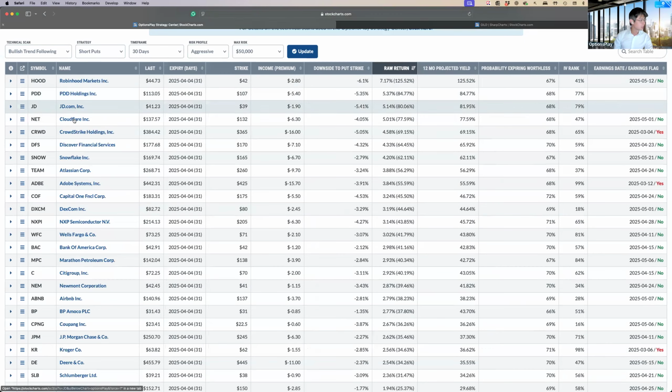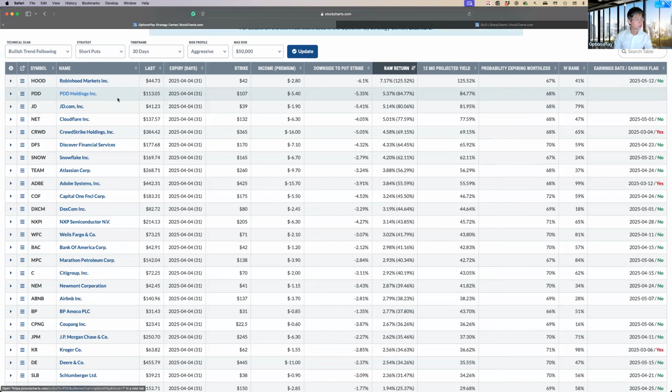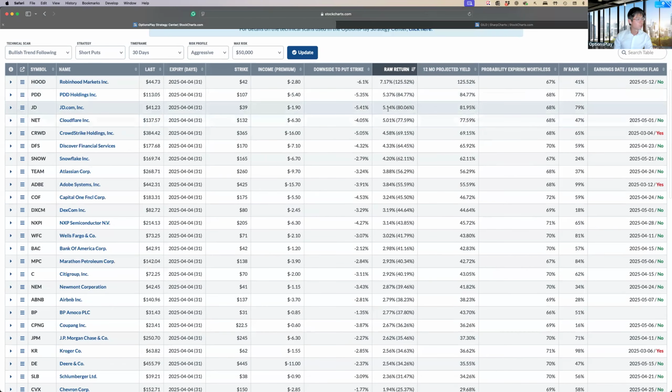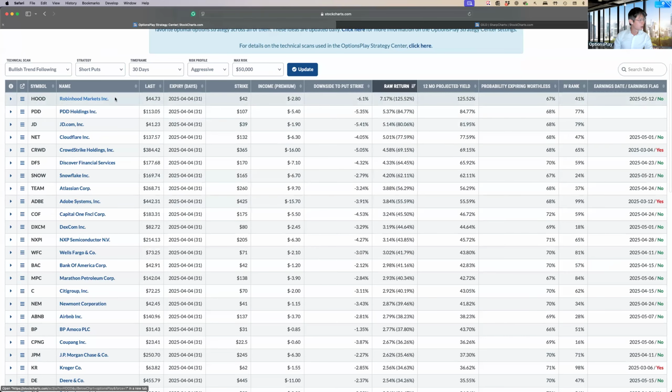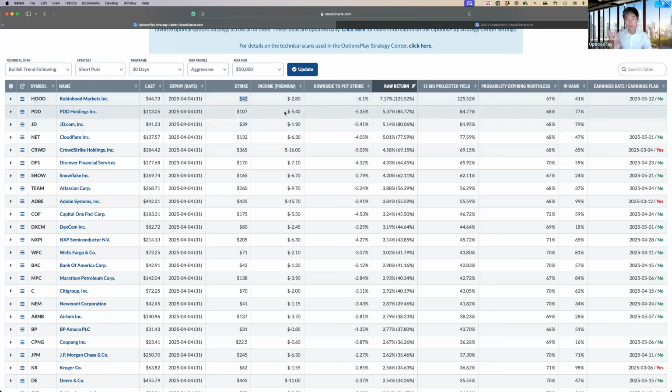selling puts. PDD, JD, Cloudflare, CrowdStrike, these are the puts that are going to yield you the most amount of yield for selling puts. So as you can see, selling a Robinhood $42 put when the stock's trading at 44 will yield you $2.80. That's 7.17% of the stock's value. You're getting a 7% discount on the stock purchase of Robinhood by selling a put option versus a limit order. You can put in a limit order to buy at 42, or you can sell the $42 put. The difference is that the $42 put gives you an additional 7% discount. It's hard to ignore if you're interested in buying Robinhood.